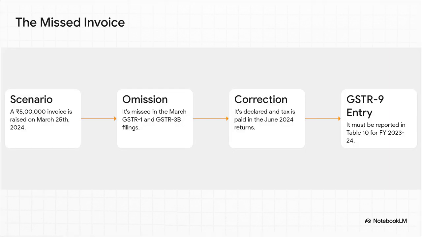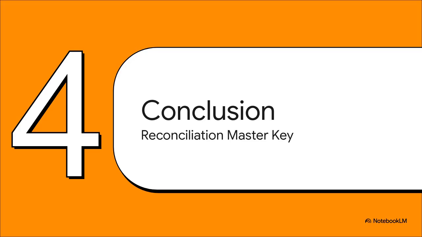Let's see how this plays out with a real example. A 5 lakh rupee invoice from March 2024 gets missed. The tax is finally paid with the June 2024 return. So when you file the GSTR-9 for the 2023-24 financial year, that 5 lakh taxable value goes straight into Table 10. This correctly reports the liability for the year it belongs to, but it doesn't create a fake tax unpaid flag in your main tables. Problem solved.